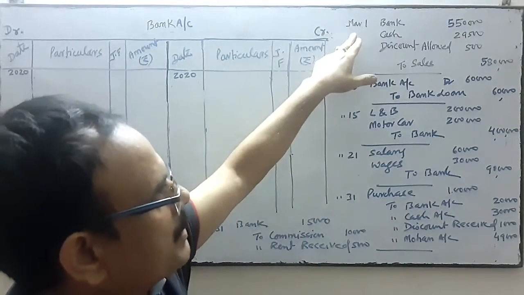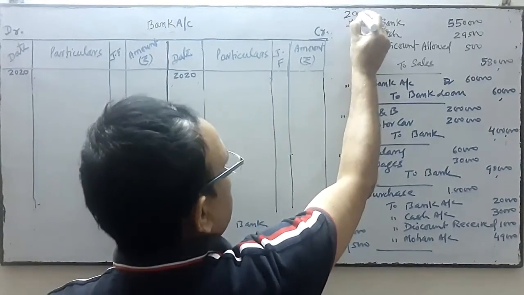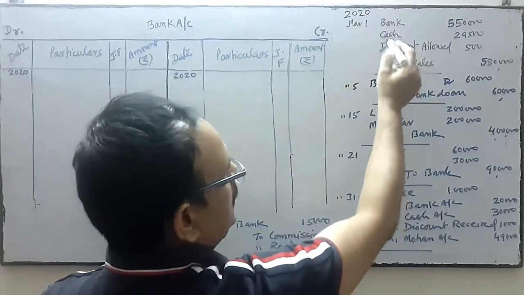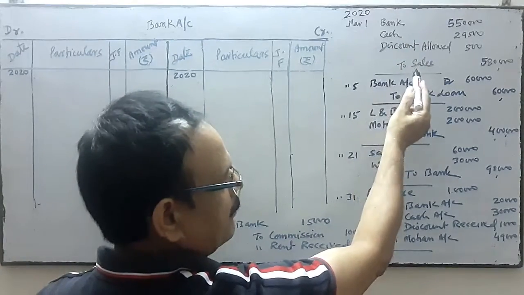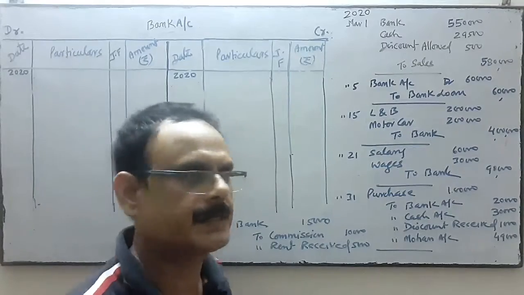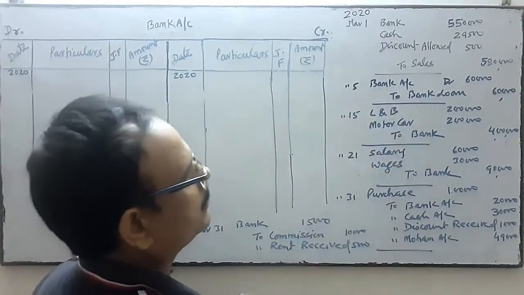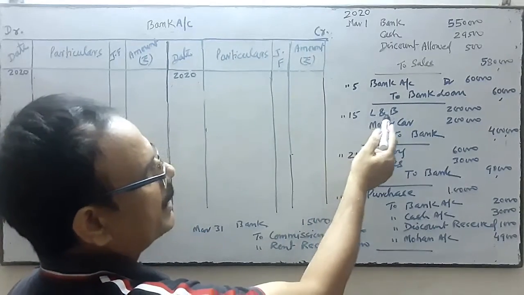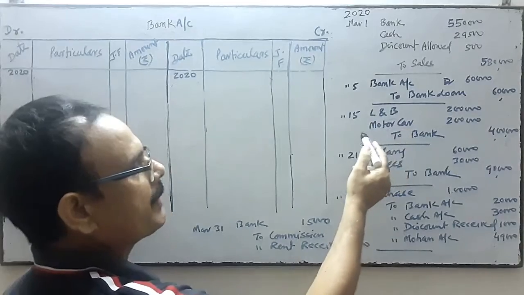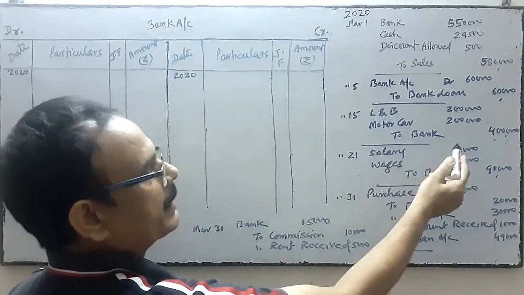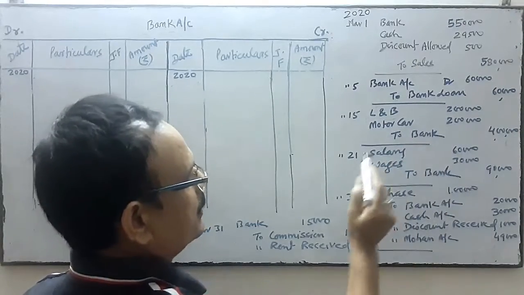First transaction on March 1st, suppose the year is 2020. Bank account debit, cash account debit, discount allowed account debit to sales account. This is the first transaction. Second transaction on March 1st, bank account debit to bank loan. Then on 15th, land and building account debit, motor car account debit to bank account. Land and building 2 lakhs, motor car 2 lakhs to bank account.